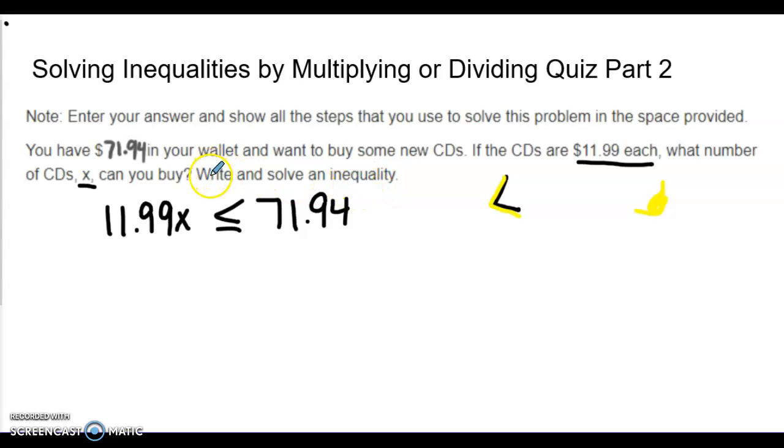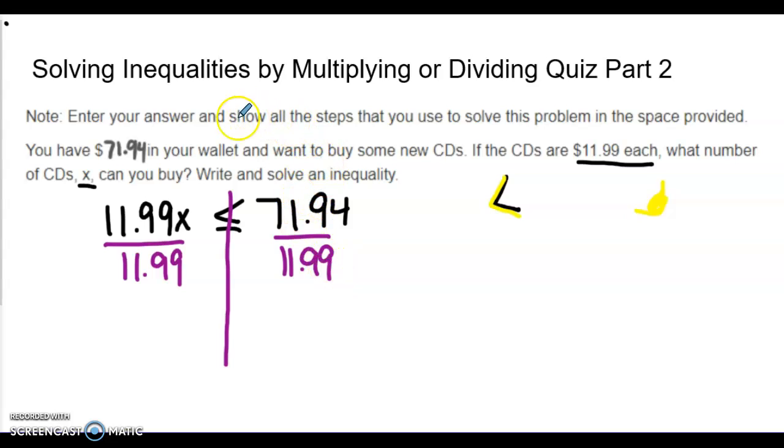And then we also want to write and solve. So we wrote it. That's the first step. The second step would be to solve it. So to solve it, I'm going to draw my line and I'm going to try to get X by itself. Right now we have $11.99 times X. So the opposite of that would be to divide each side by $11.99. And it says make sure to show all your work and write out all your steps.